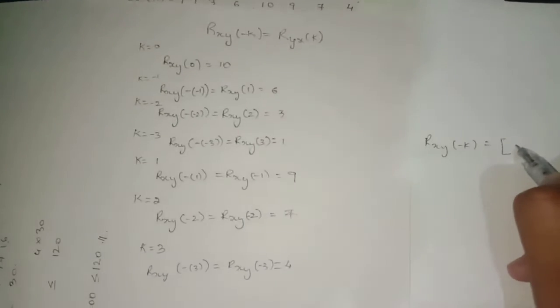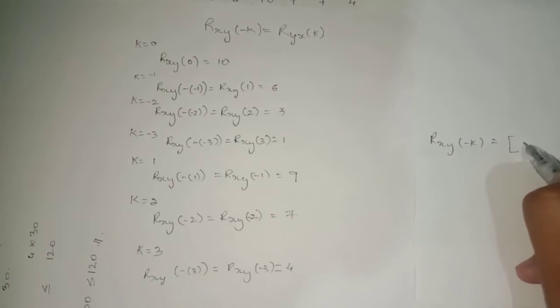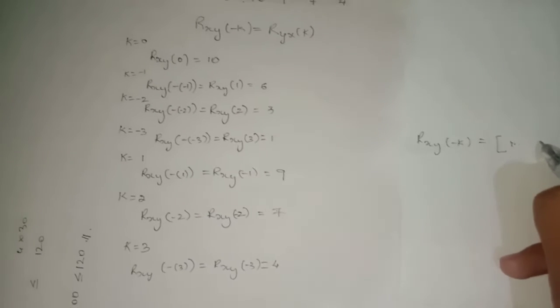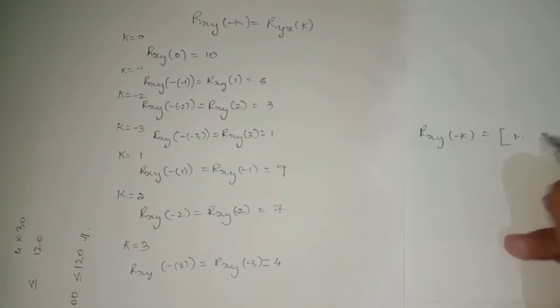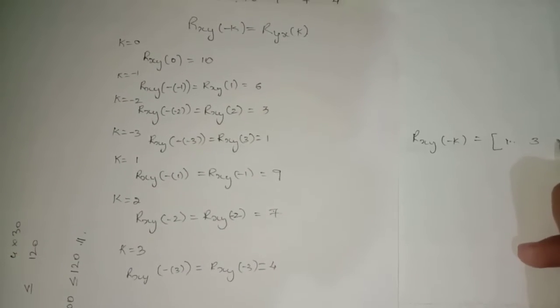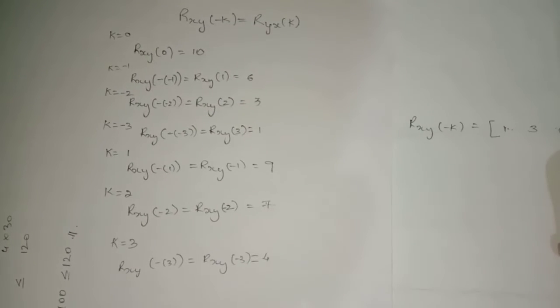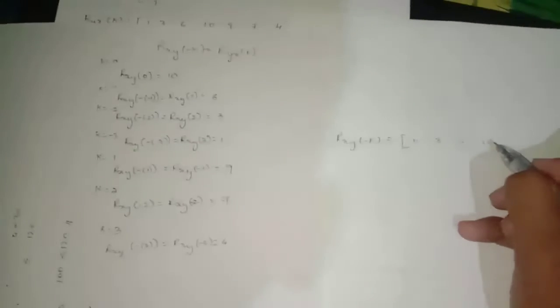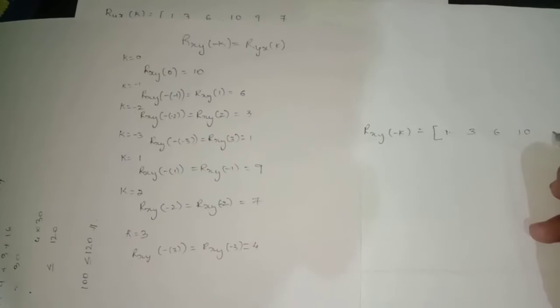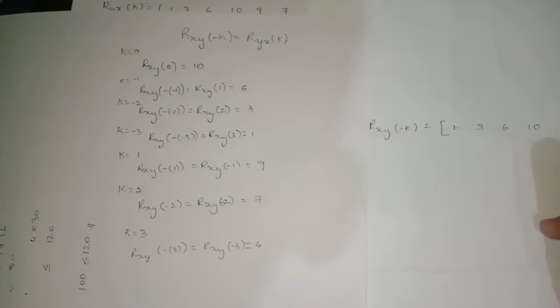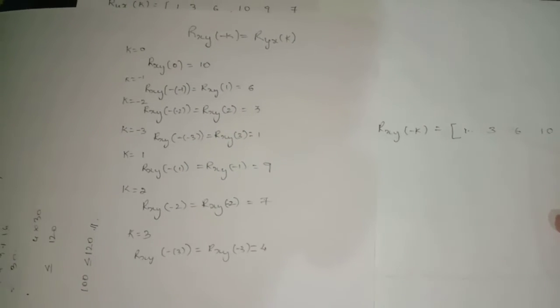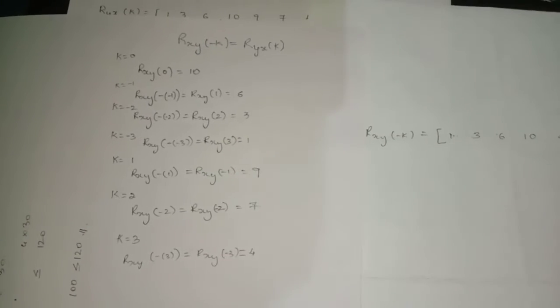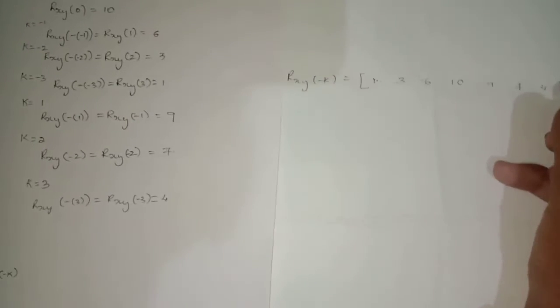So when k equals minus 3, we will be getting 1. Then when k equals minus 2, 3. Then when k equals minus 1, 6. When k equals 0, 10. Then when k equals 1, we will be getting 9. And when k equals 2, 7. K equals 3, 4. So these are the values tabulated.